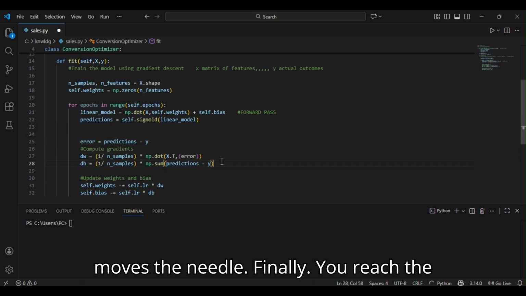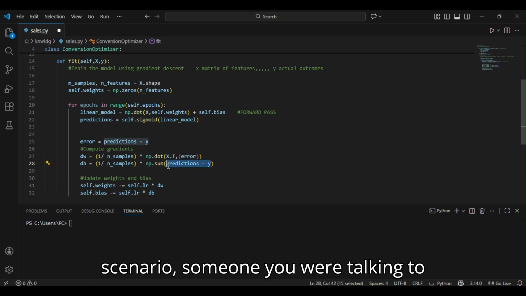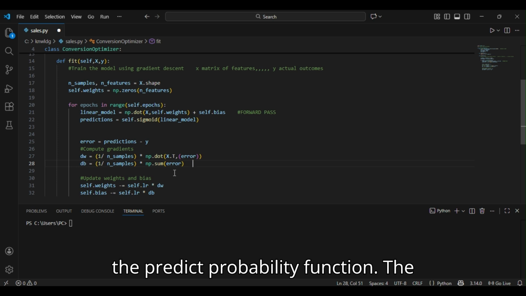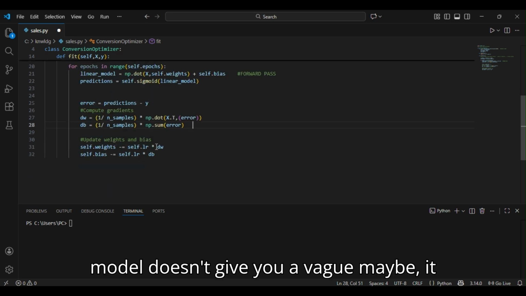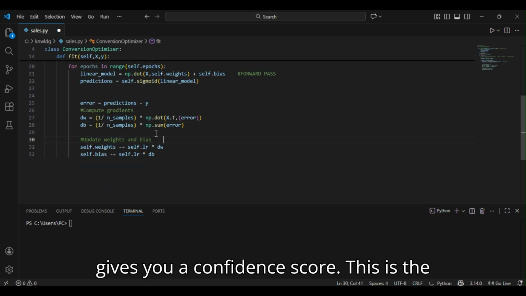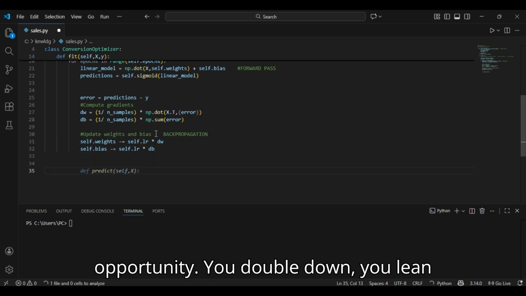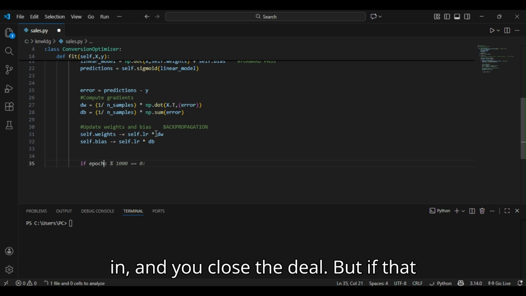Finally, we reach the persuasion test. We take a new live scenario, someone you are talking to right now, and we run their data through the predict probability function. The model doesn't give you a vague maybe. It gives you a confidence score. This is the moment of truth. If the model returns a score of 84%, you have a high conversion opportunity. You double down, you lean in, and you close the deal.